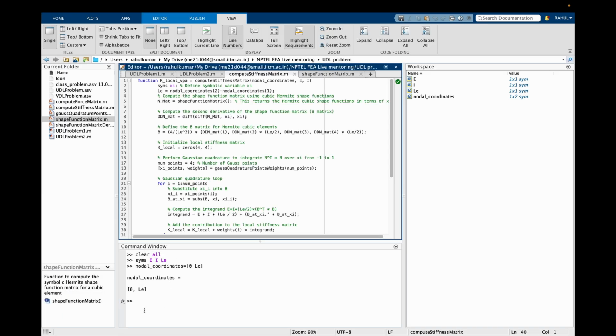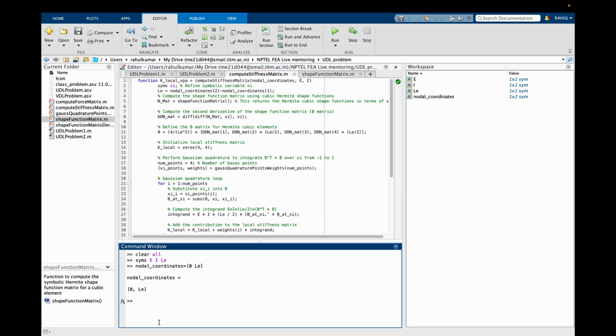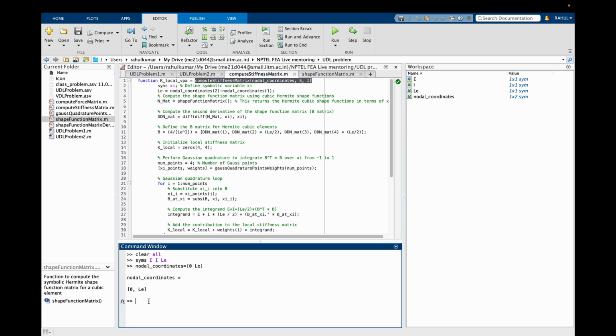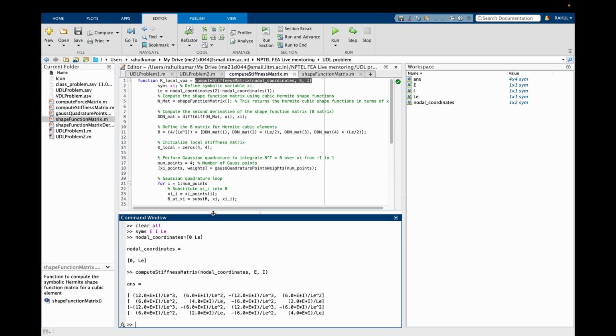Sorry, I didn't know how to do it. Okay, so let's run this code and we will see what it is giving. So you can see this is the same matrix we already saw, which sir has already discussed. This is the stiffness matrix, and you can see that it is a function of E, I, Le.